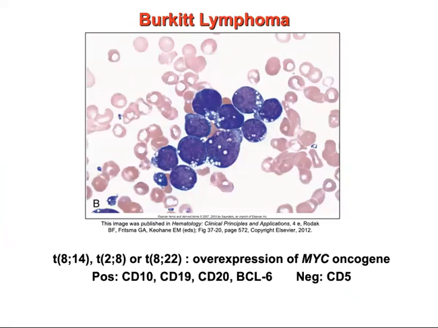This slide shows you Burkitt's lymphoma. This is characterized by medium-sized lymphoid cells with very basophilic, vacuolated cytoplasm. So it's very dark blue cytoplasm, and lots of vacuoles are seen in the cytoplasm. Burkitt's lymphoma is positive for translocations like t(8;14), t(2;8), or t(8;22). There's also overexpression of the MYC oncogene, and it is positive for CD10, CD19, CD20, and BCL6, and negative for CD5.